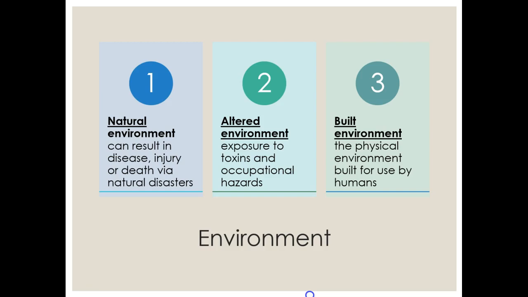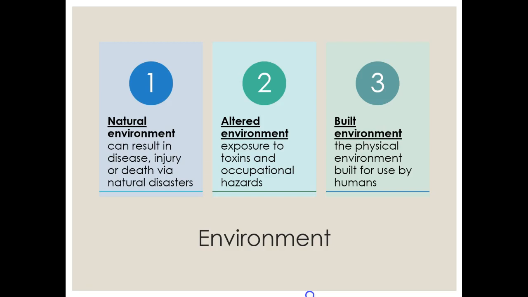Environment. Environment has actually been now classified three different ways. There's our natural environment that can cause disease or illness. Things like standing water will create more mosquitoes because that's where they breed. If I live in an area that has tornadoes or floods, those are caused by or influenced by the natural environment. The altered environment is the natural environment that's been polluted by man.